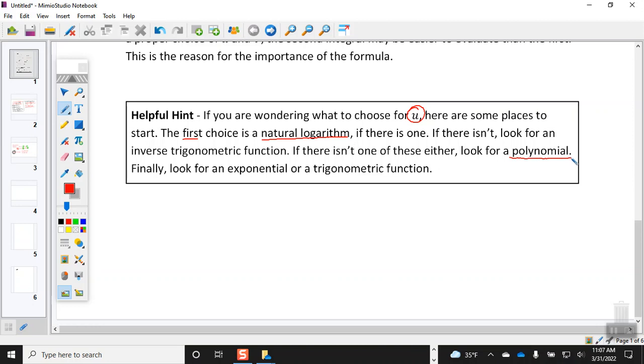You guys remember what polynomials are? I'll give you an example. Polynomials like, I don't know, 6x squared plus 8x plus 4. Make sense? Okay. Finally, look for what last? Exponential or trig function.